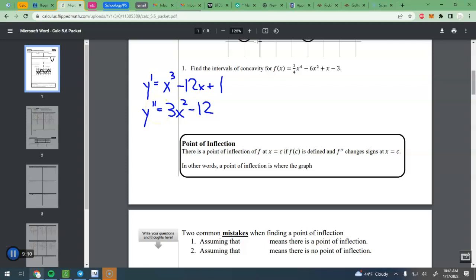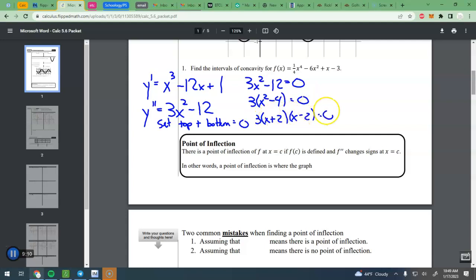And I set the top and bottom of that equal to 0. So there's no bottom, right? But if there was, I would do that too. So set top and bottom equal to 0. So there's no bottom, but 3x squared minus 12 equals 0. I can factor out a 3. And that's the difference of squares, so I can say x plus 2, x minus 2.